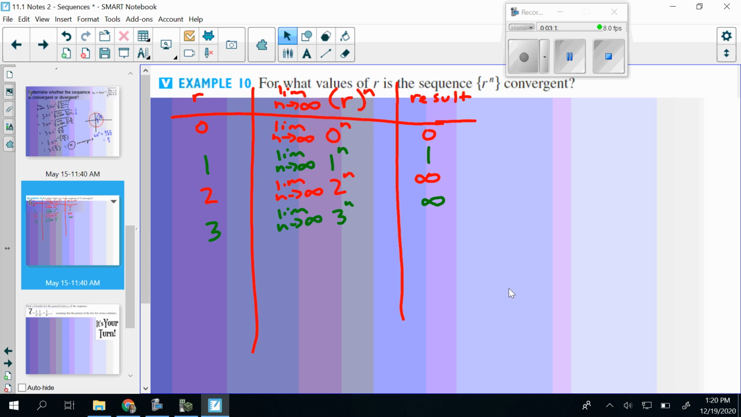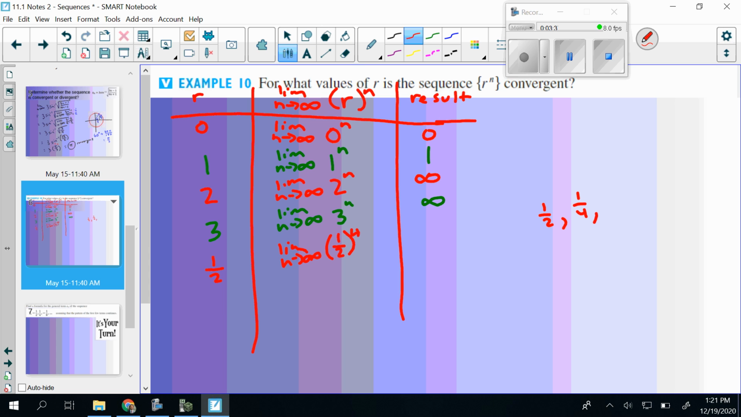Before we start going to negative numbers, let's think fractions. What if our r value is a half? What's the limit as n goes to infinity of 1/2 to the n power? Well, the sequence would be 1/2. If we did 1/2 squared, 1/2 times 1/2 would be 1/4. 1/2 times 1/2 times 1/2 would be 1/8, then 1/16. Looks like that one is getting smaller, and my guess is that this sequence, as we keep going, is approaching 0.